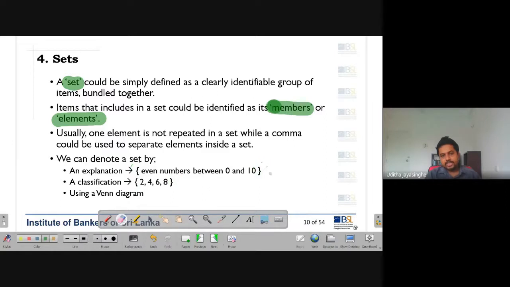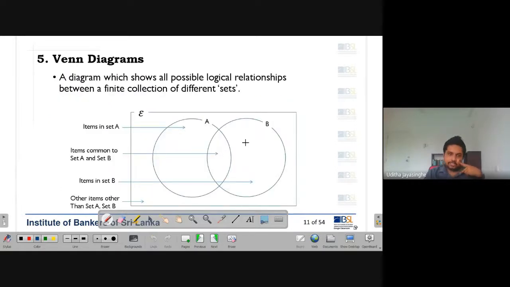One example to denote a set could be using simple English, something like this: even numbers between zero and ten. Once you do the classification, your outcome is going to be something like 2, 4, 6, and 8, assuming that 10 is not being taken into account. And you can denote it again by using the so-called Venn diagram. This is a Venn diagram.